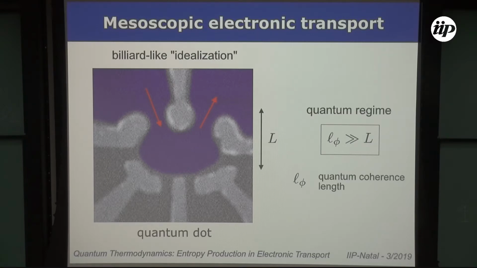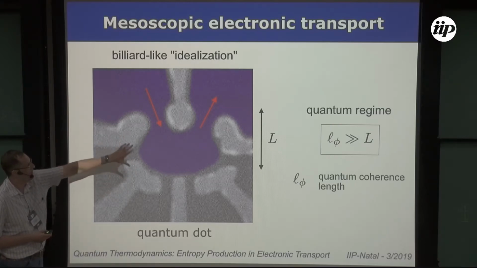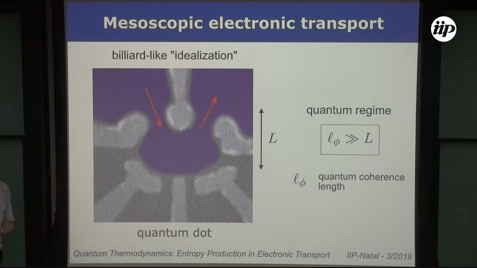For everything I'm discussing today, to simplify things, I will assume that the whole electronic dynamics within this region is coherent. That means that you have a coherence length which is much, much larger than the typical size of the device. So this is what we do. And basically, all the relaxation processes will take place far away from where we actually measure things. Okay, so this is an important thing for this talk. It could be generalized, but this simplifies things.